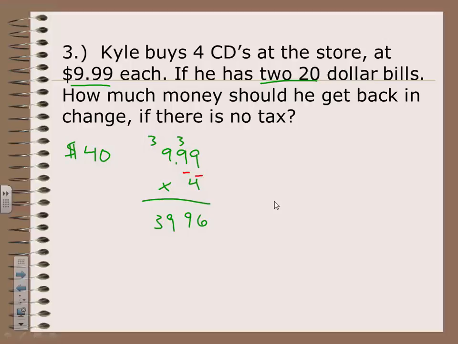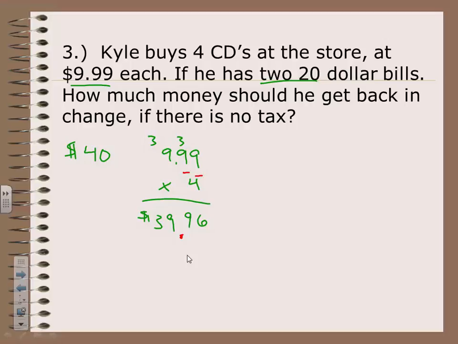You count how many numbers after the decimal point. So how many are at the decimal point here? I have 2, so that means I start from the right here, and I move in 2 places. That's where my decimal point's going to go, even though my smartboard won't let me put it there. So 39.96, and we're talking about dollars. We haven't answered the question yet, and I'm going to show you a way to be more efficient before we answer the question.